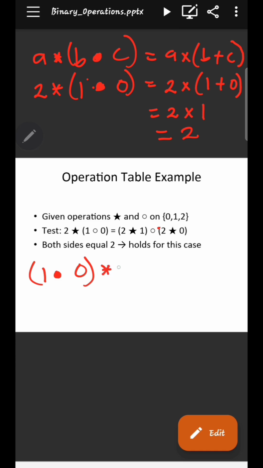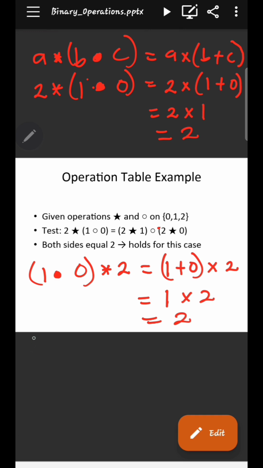Operation 2. This is supposed to give us 1 plus 0 multiplied by 2, according to the operation we are given there. So we have 1 plus 0 is what? 1 times 2 gives us what? 2. So the left hand side is equal to the right hand side using this operation.